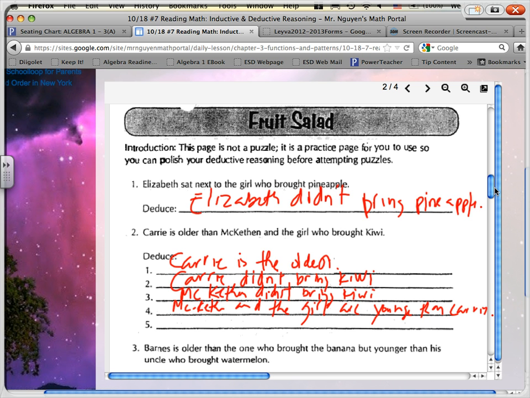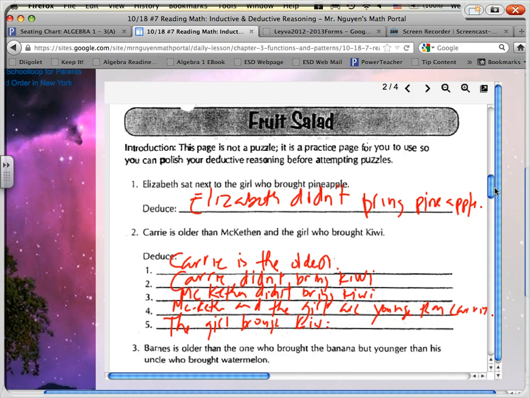What else? They're all girls. How do you know that? How do you know that McKeithen is a girl? How do you know that Carrie is a girl? You don't even know. Just only extract the facts out of your statement. What else? The girl. Okay, well the girl brought kiwi, fine. There's three girls. They all like fruits. Yeah, sure.